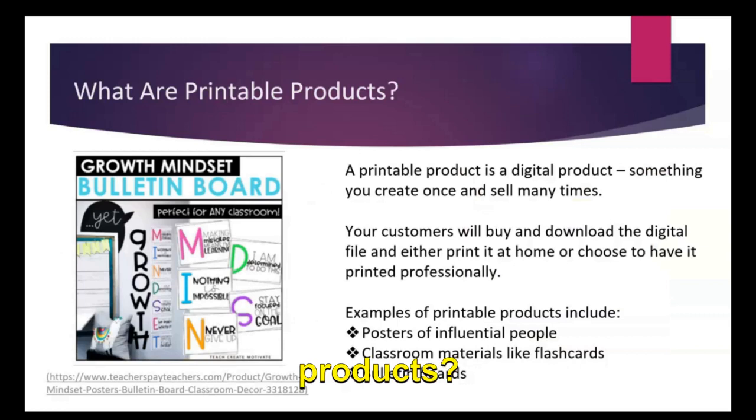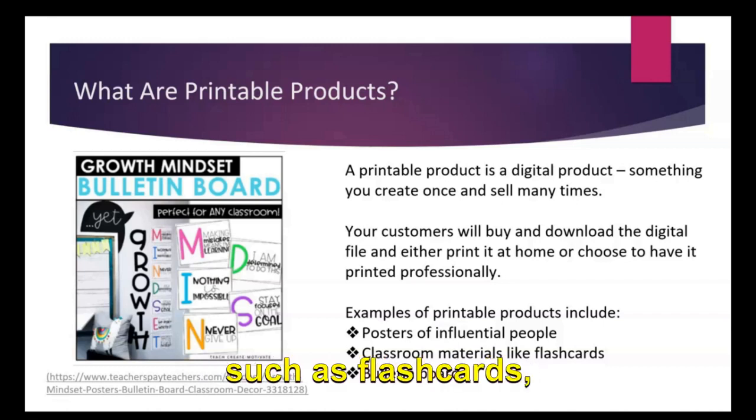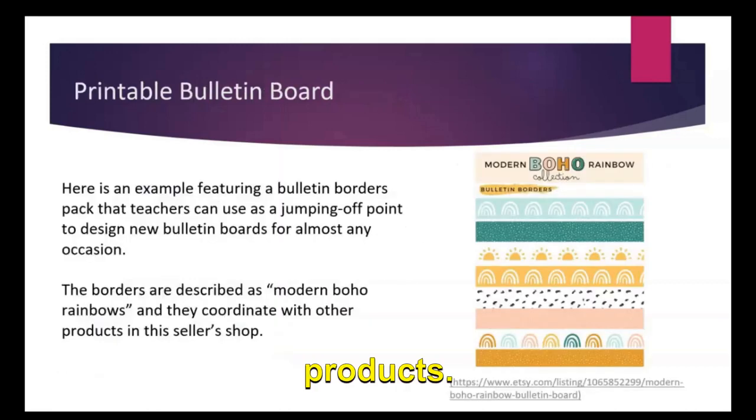So what are printable products? A printable product is essentially a digital product. So it's something you create once, you invest your time in one time, and then you can sell it over and over and over with little to no additional effort. So your customers basically buy and download digital files. They can print or use them at home, or they can choose to have them printed somewhere professionally. So things like posters, classroom materials such as flashcards, bulletin boards are all examples of EDU type printable products.